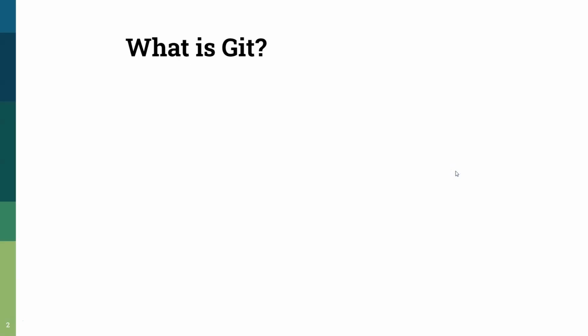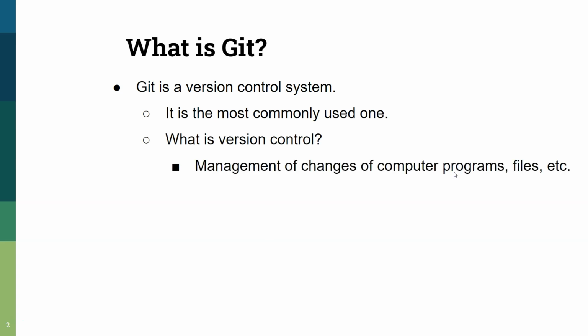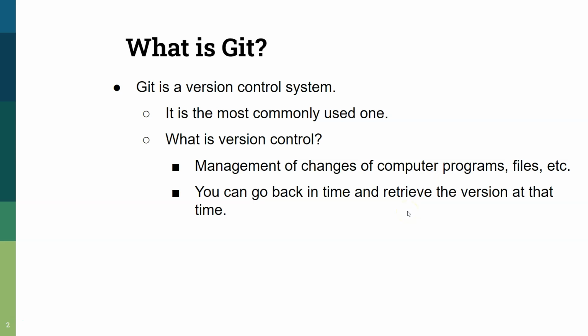So the first question is, what is Git? Git is a version control system. There are different version control system tools out there, but Git is the most commonly used one. But what is version control? Version control means management of changes of computer programs, files, and so on. So you can go back in time and retrieve the version at that time.